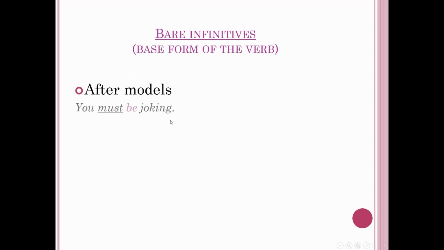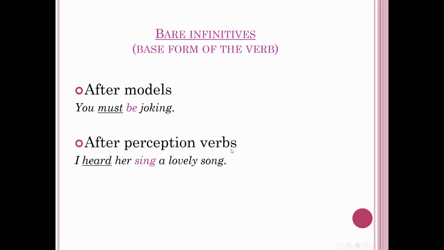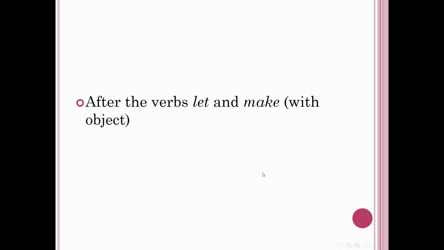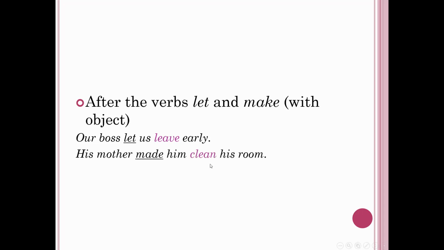We use bare infinitives, which are the base form of the verb without to, after modals, as in the example. You must be joking. Must is the modal that comes before the bare infinitive be. It is also used after perception verbs like hear or see. I hear her sing a lovely song. And keep in mind that it usually has an object with it, like her in this example. It also comes after the verb let, as in, our boss let us leave early. Or make, as in, his mother made him clean his room.